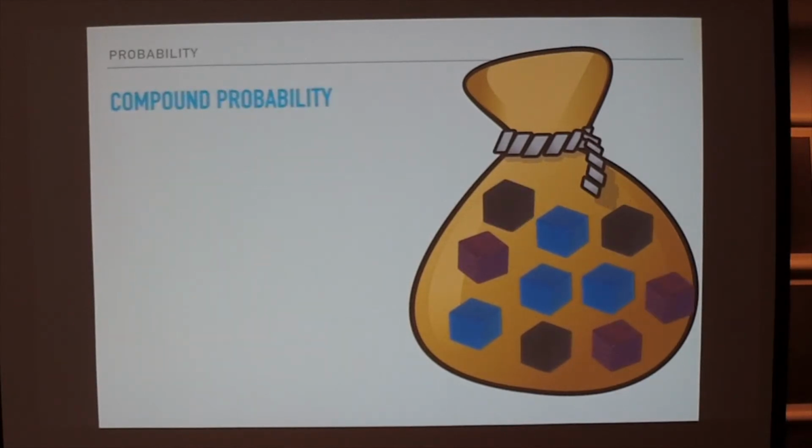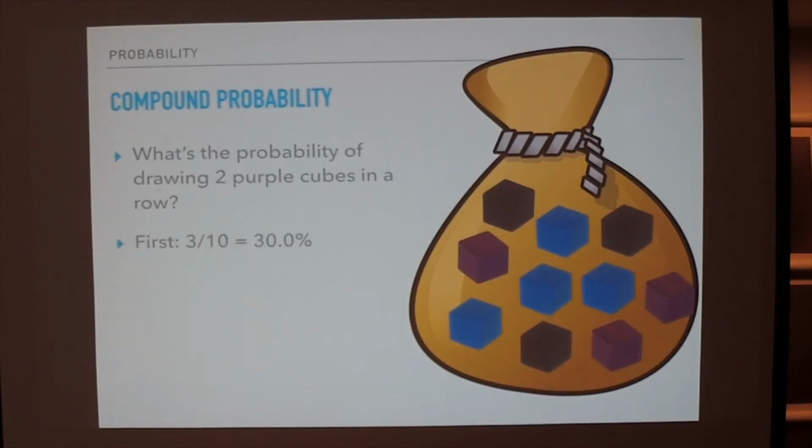So then let's talk about compound probability. This makes it a little bit more difficult, a little bit more mathy. So what's the probability of drawing 2 purple cubes in a row? Now, some of you may already know this, but I'm going to go through it just quickly. I'm not going to ask you to know this. So the first cube that you draw out of this, basically what we talked about before. So now we've got 10 cubes in this bag rather than 8. The first time you draw is just like what we talked about before.